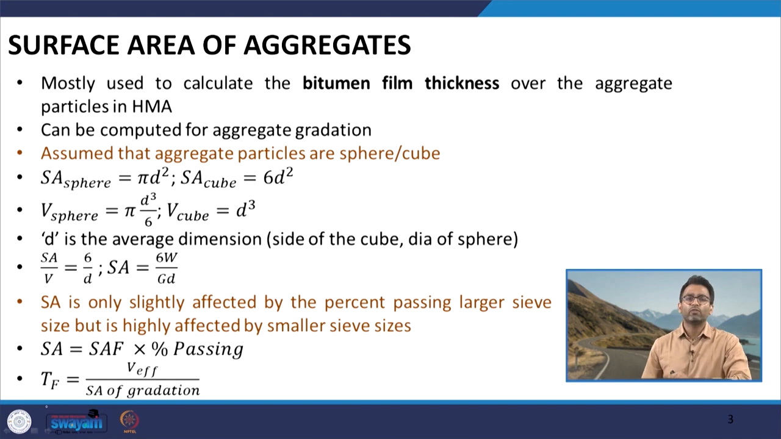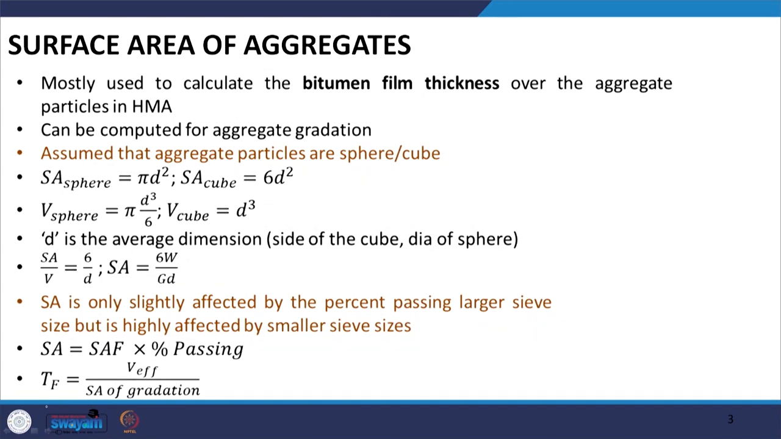So, we will see later that surface area is only slightly affected by the percent passing larger sieve size, but is highly affected by smaller sieve sizes. Now, here I am also trying to explain the surface area not of individual aggregate particles, but of an aggregate gradation, because that is of our interest. Because we have a mixture here in question, be it a bituminous mixture, be it a concrete mixture. So, for me it is more logical to understand the surface area characteristic of the mix entirely rather than individual aggregate particles. So, that is why I am trying to shift my discussion from the surface area of individual aggregate particle to the actual gradation of the mix which I am looking at.